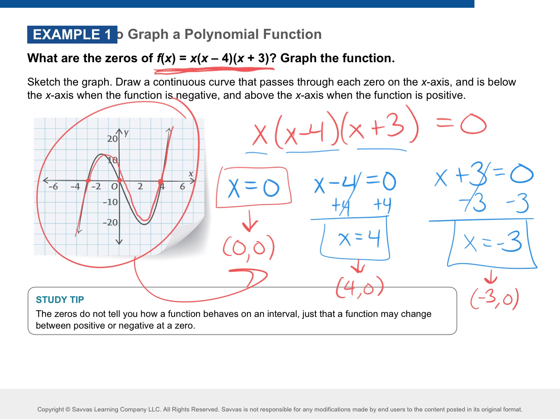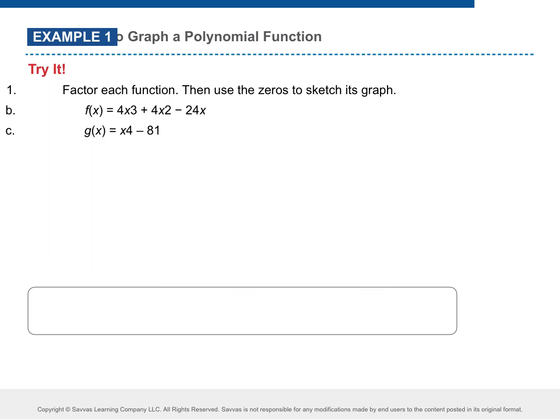So I want to look at example 1 together. We have f of x equals 4x cubed plus 4x squared minus 24x. In order to find zeros, we have to have it in factored form. Is this in factored form yet? No. First step of factoring, do you remember what it is? We want to find the greatest common factor. You always want to see if you can take something out first.